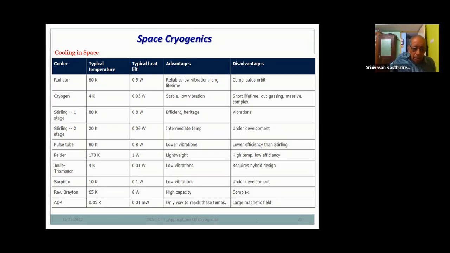Adiabatic demagnetization refrigerator systems, 0.05 Kelvin. Yeah, we are quite low in temperature. And the cooling power, heat lifting out of this, is 0.01 milliwatts. So it's not a very large wattage. And if you want to go to very low temperature, this is the only way out. And large magnetic field can be harmful for these sort of systems.